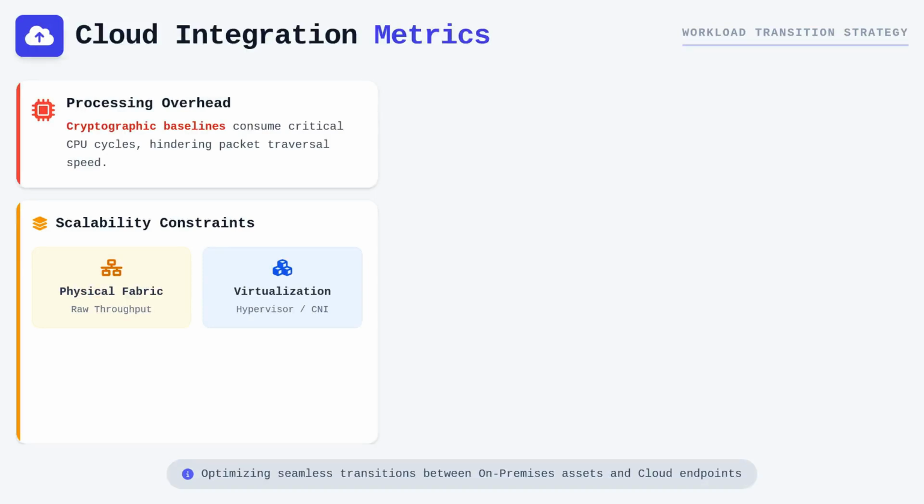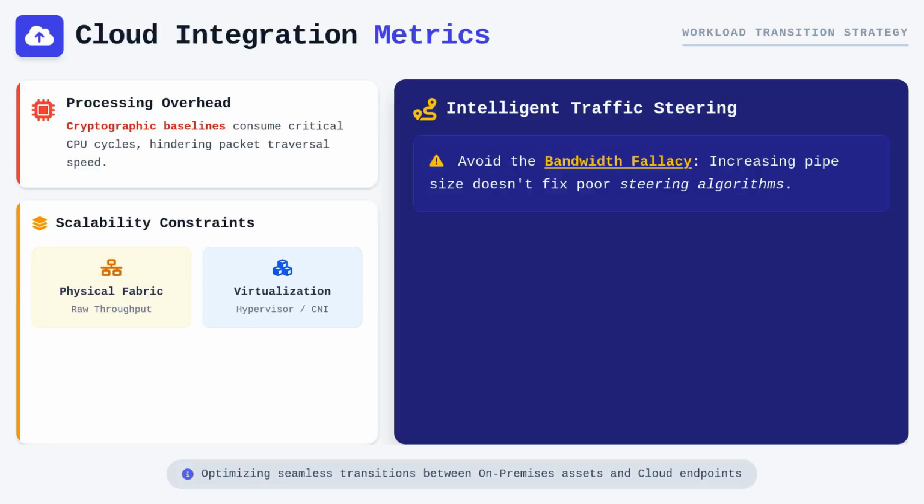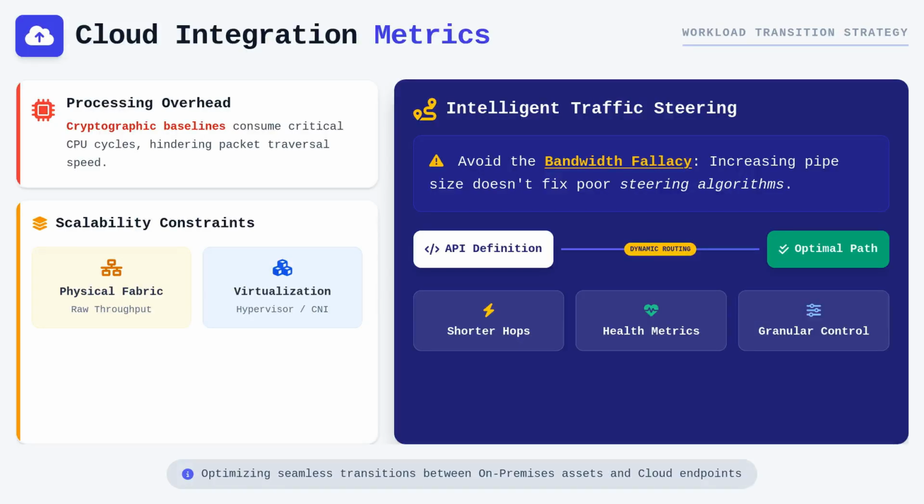It is a common mistake to assume that simply adding more bandwidth solves performance degradation, as the root of the problem is often found in the algorithm that dictates how individual sessions are steered. Through intelligent utilization of APIs, administrators can programmatically define pathways that favor shorter hops or more reliable links based on current network health metrics. This enables a more granular level of control that mirrors the dynamic nature of contemporary application demands.